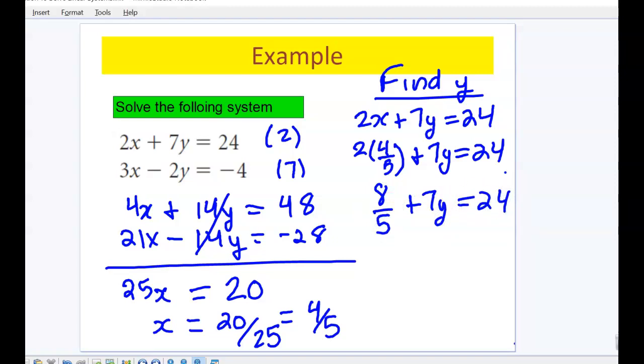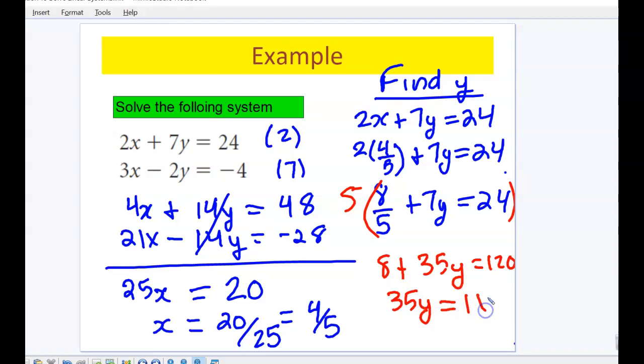Now, there's a couple ways you could solve this, but let's multiply through by 5 to get rid of my fraction. And if I do that, I'm going to end up with 8 plus 35y is going to equal 24 times 5, which gives me 120. And now I'm going to subtract the 8 to the other side. So I'm going to get 35y is 112. And then I'm going to divide both sides by 112. Oops, sorry, not by 112, I'm going the other way. I'm going to divide both sides by 35.